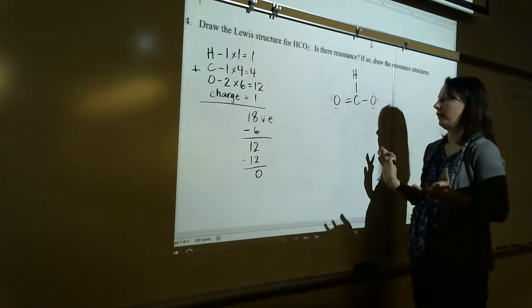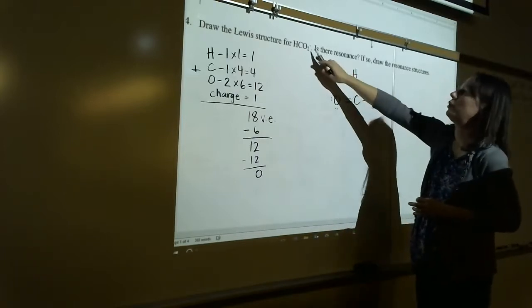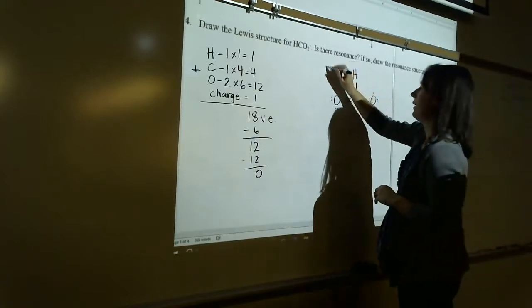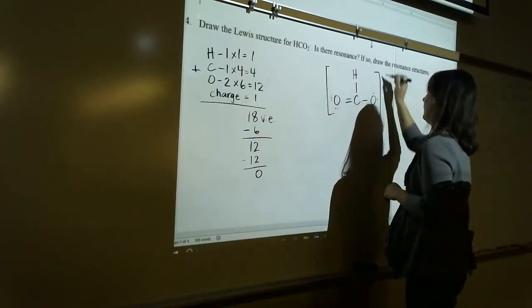Okay, now everybody's got an octet. What do I do because of its minus charge? Put brackets around it, and then what? A negative in the corner.